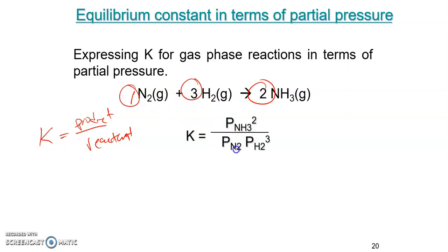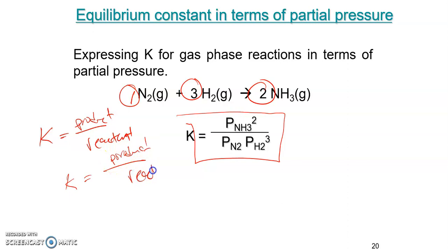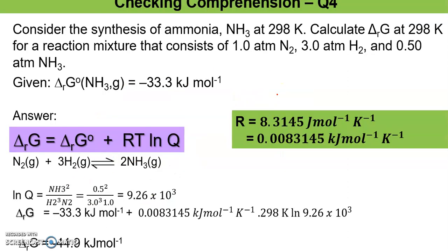Here we do have N2, the coefficient is 1, so the partial pressure of nitrogen gas is to the power of 1, and the partial pressure of hydrogen gas is to the power of 3, because the coefficient of hydrogen gas here is 3. So again, we have our general equation, K equals the product over the reactant, and it depends on the value of our partial pressure, and don't forget about the coefficient.